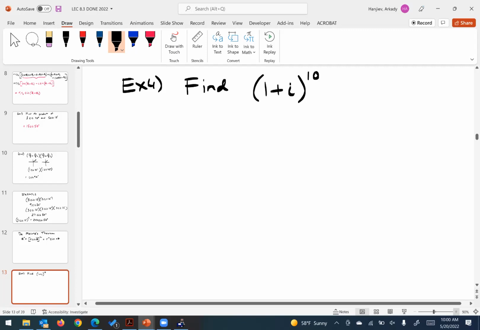Unless you want to do 1 plus i to the 10th, 1 plus i times 1 plus i times 1 plus i, keeping it like this. Actually, typically speaking, that's not what we do.